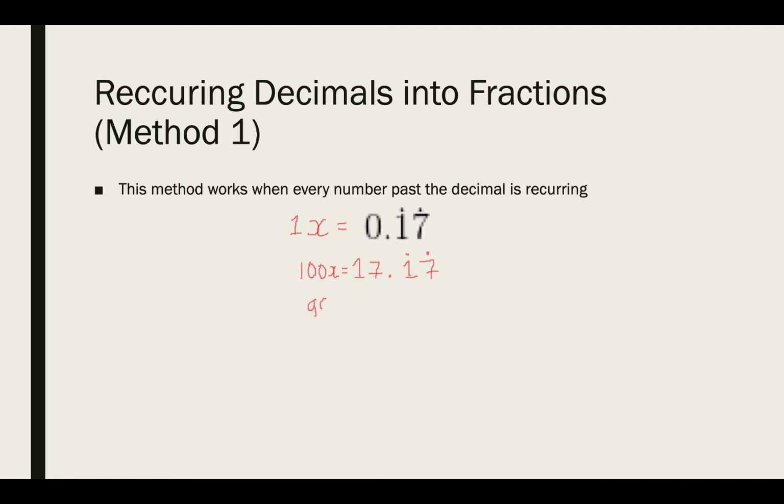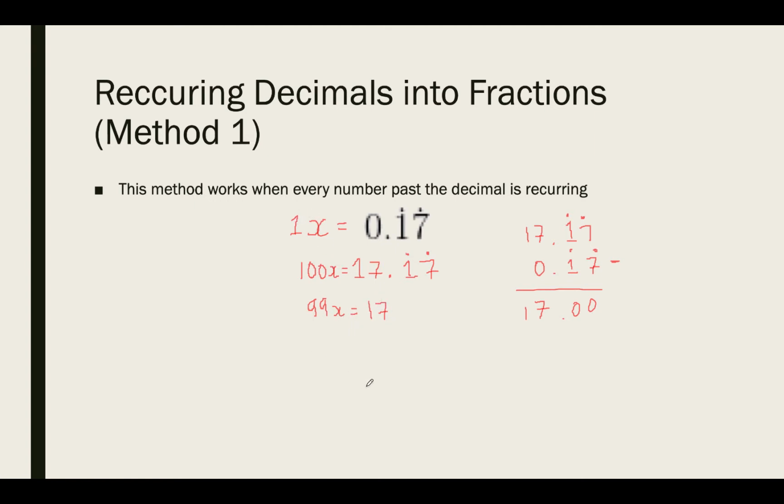So 99x would equal 17. We did that because we did 17.17 recurring, subtract 0.17 recurring, and that just left us with 17. Here on the algebraic side, that was 100x minus 1x, which was 99x.